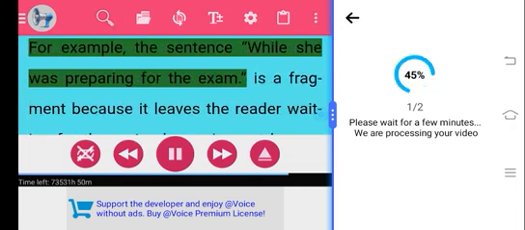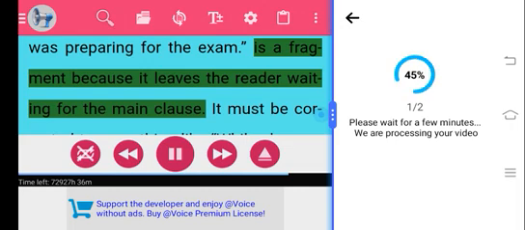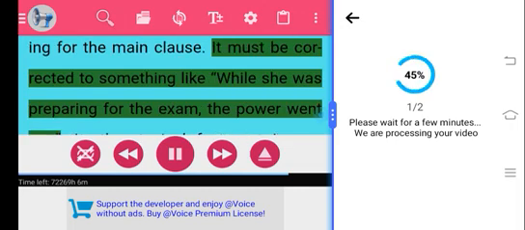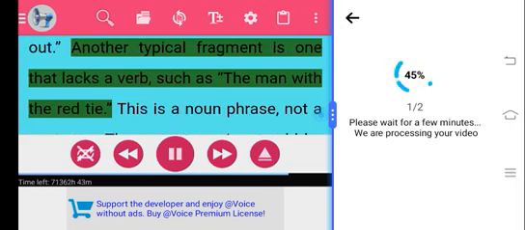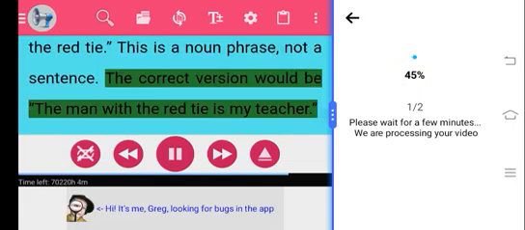For example, the sentence, "While she was preparing for the exam," is a fragment because it leaves the reader waiting for the main clause. It must be corrected to something like, "While she was preparing for the exam, the power went out." Another typical fragment is one that lacks a verb, such as, "The man with the red tie." This is a noun phrase, not a sentence. The correct version would be, "The man with the red tie is my teacher."